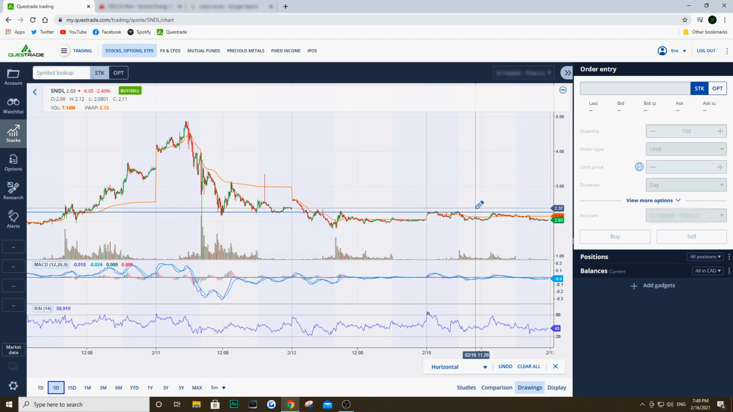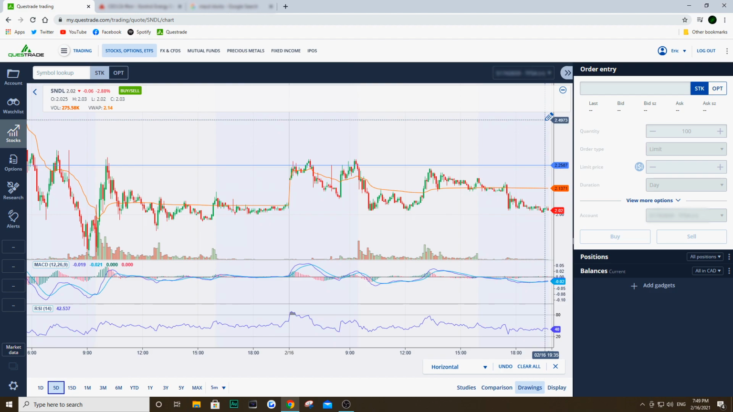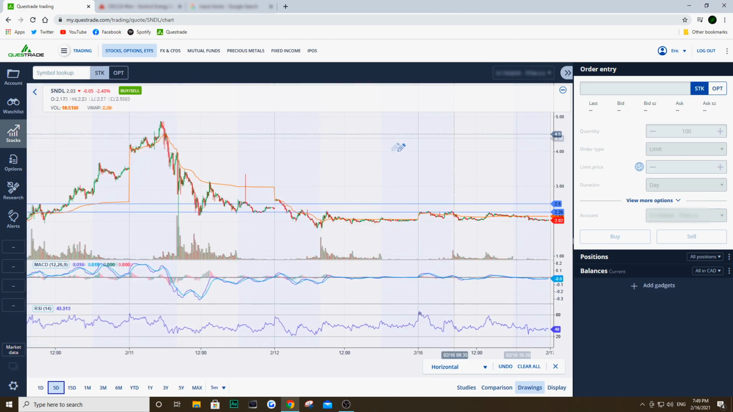If SNDL can move above $2.25 with good momentum, this is going to be very, very good for the stock. If SNDL breaks above the $2.25, I would definitely look for an entry point, or even if it gets momentum into the $2.25, I would look to buy on the upside, because then I do believe we can see a test around the $2.50 mark, which is right over here. So there's a lot of potential on the upside, and there's a lot of support right now around the $2 mark.